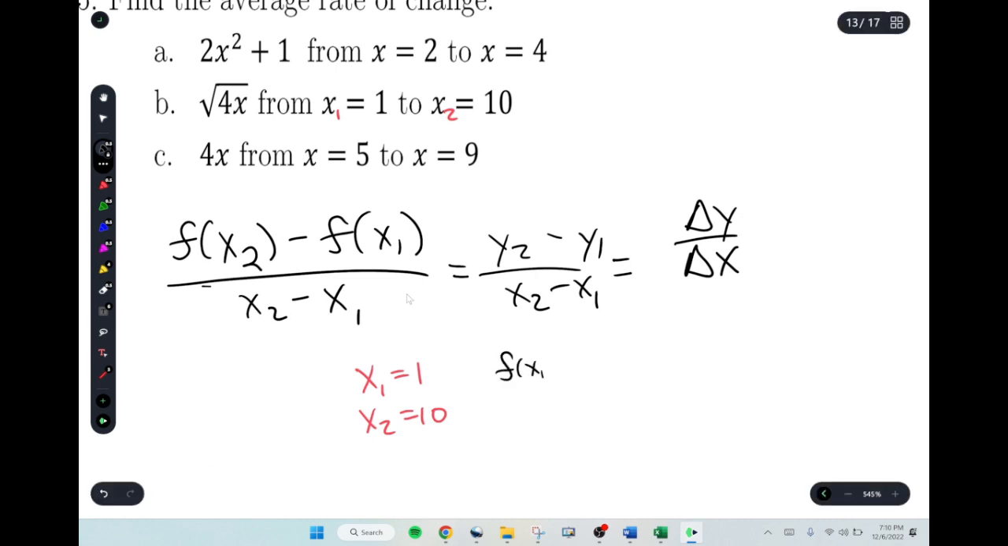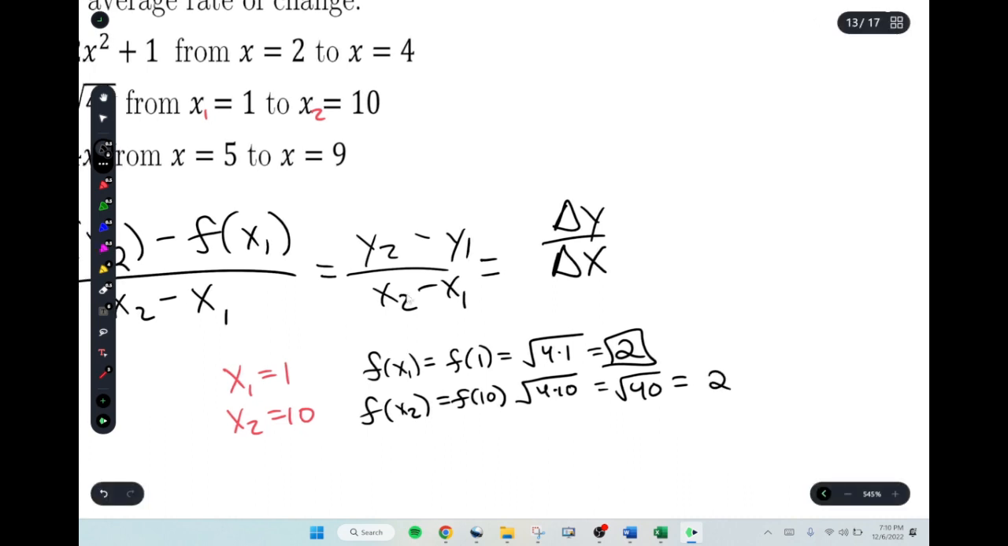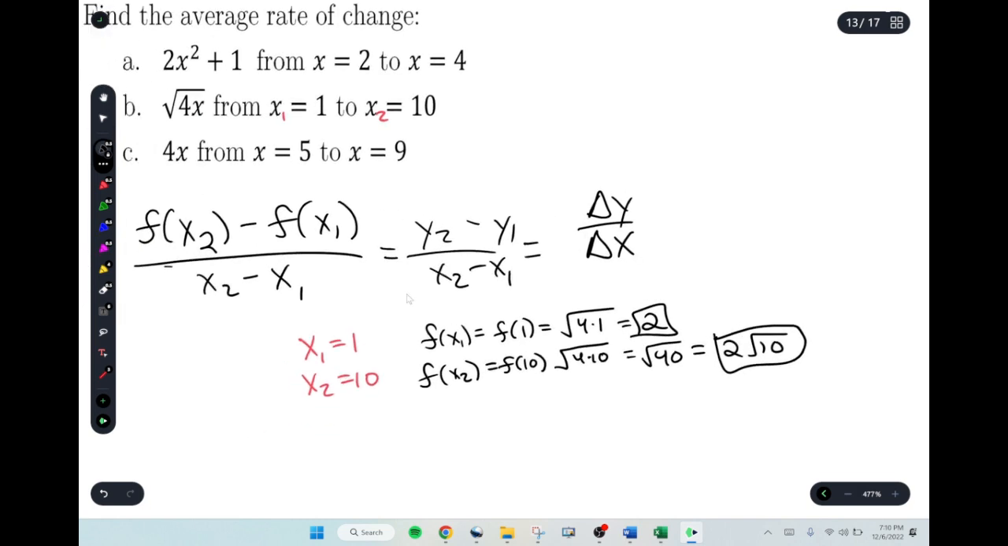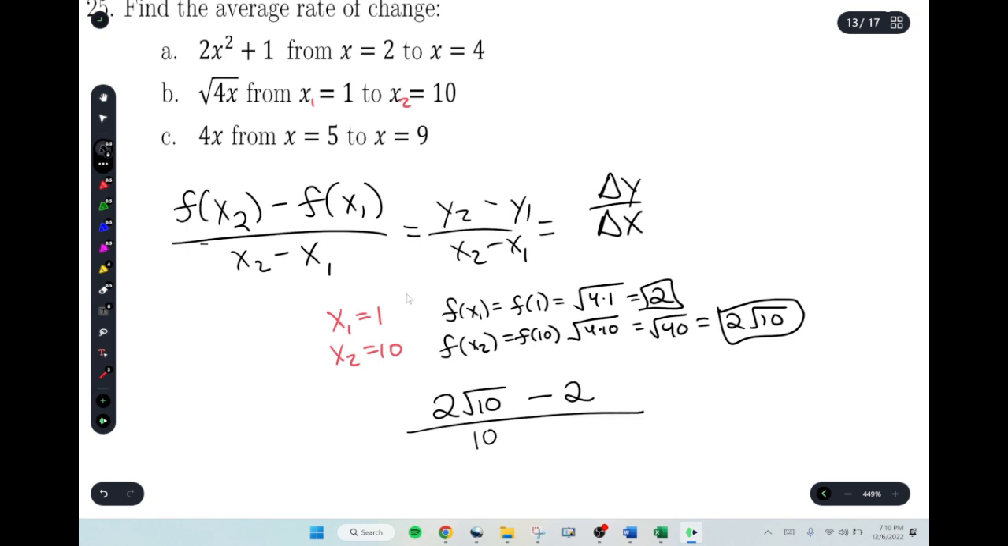So what is f of x1? That's f of 1. So square root of 4 times 1, which is 2. And f of x2 is f of 10, which is root 4 times 10, which is root 40, which is 2 root 10. Oh, well, at least the 2 will factor out in a second. So now we'll go 2 root 10 minus 2 over 10 minus 1.